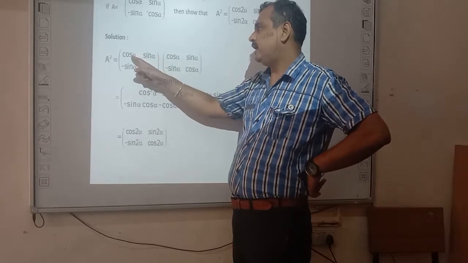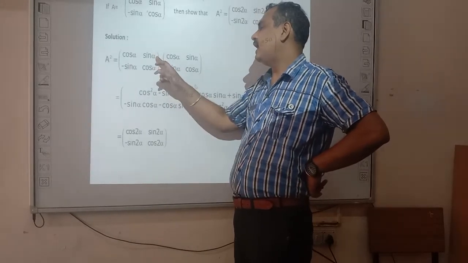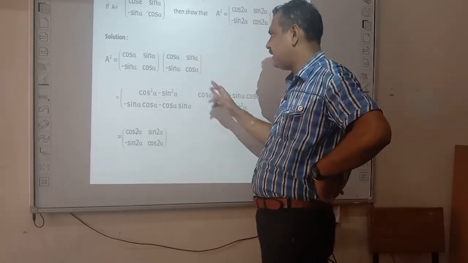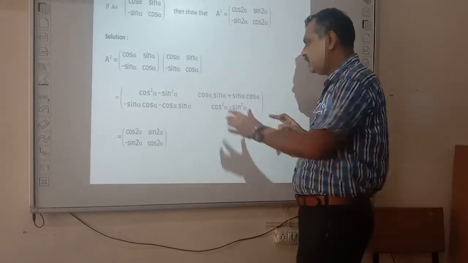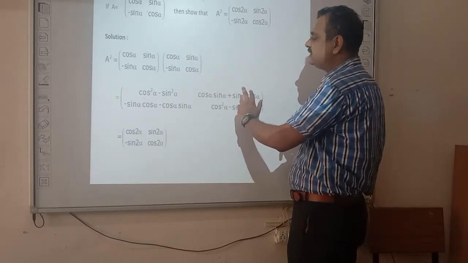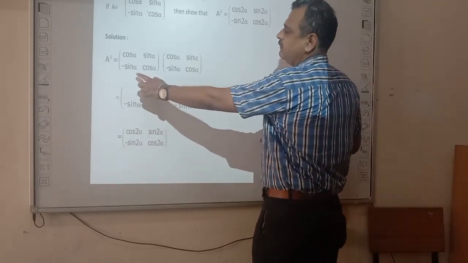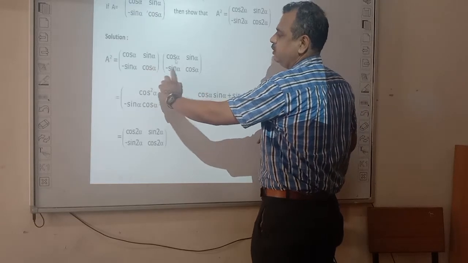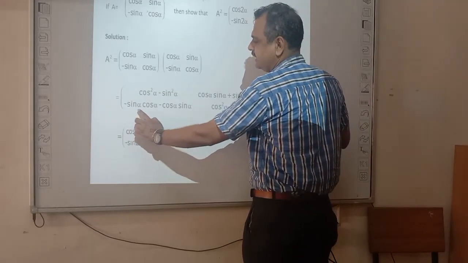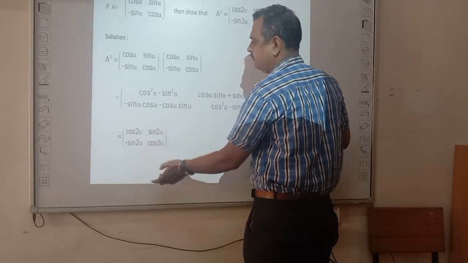Then cos A multiplied by sin A, and then sin alpha multiplied by cos alpha. So we have cos alpha sin alpha here and sin alpha cos alpha here. This is sin alpha cos alpha two times, so 2 sin alpha cos alpha is sin 2 alpha. Similarly, minus sin alpha into cos alpha and cos alpha into minus sin alpha. Then you will get minus sin alpha cos alpha and minus cos alpha sin alpha. You will get minus sin 2 alpha.